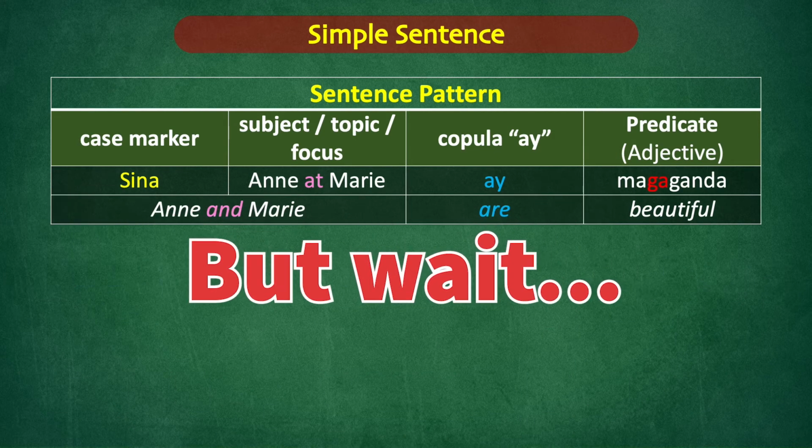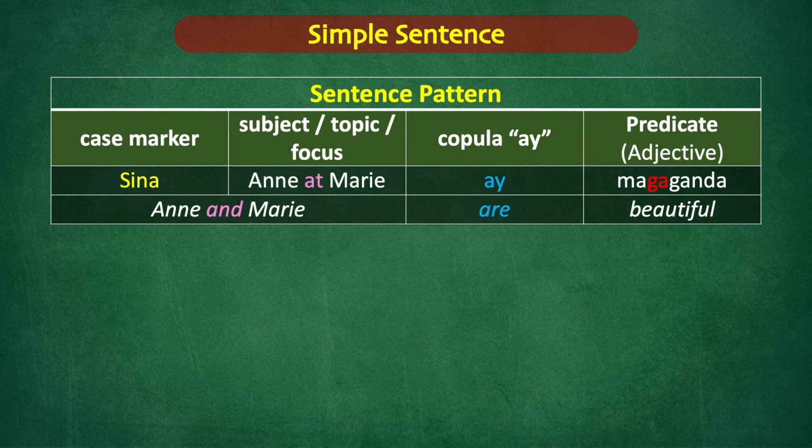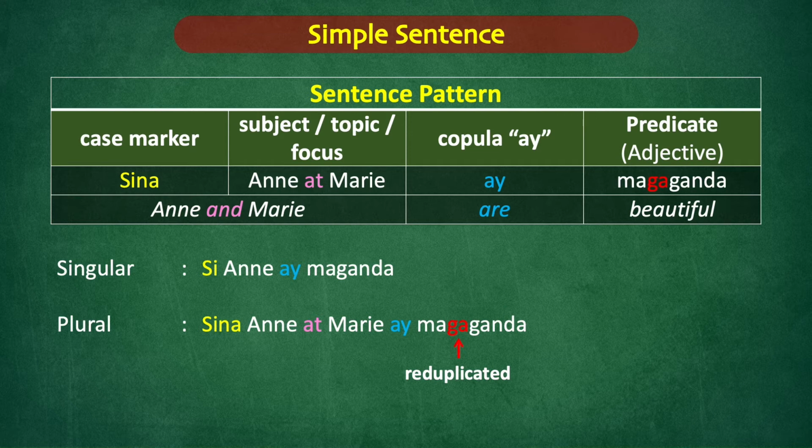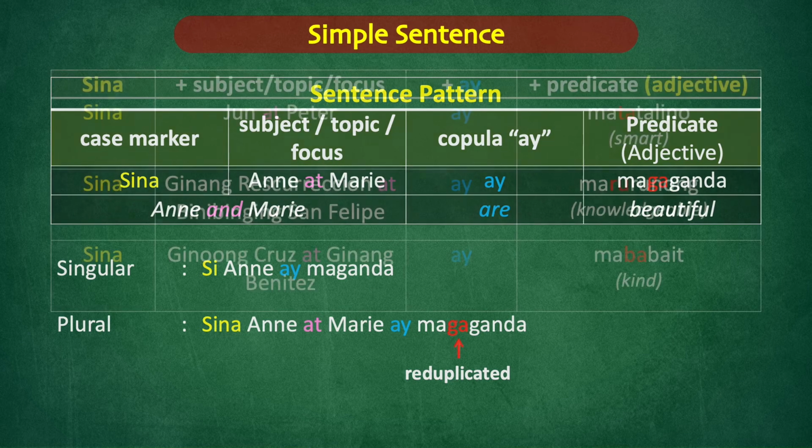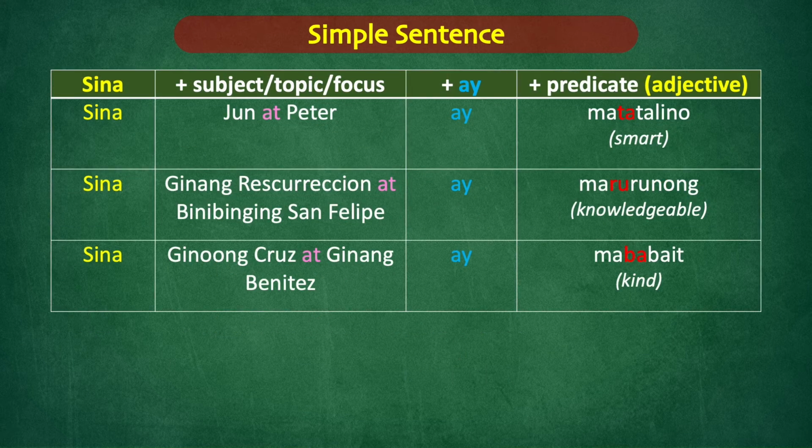But wait, what's happening here? Let's go back to the sentence pattern in the singular form. Si Anne ay maganda. In the plural form, we have sina Anne at Marie ay magaganda. The adjective maganda changed when it was used in the plural form. The second syllable ga was reduplicated. Let's see some more examples. You will notice that the second syllable of the adjectives are reduplicated.